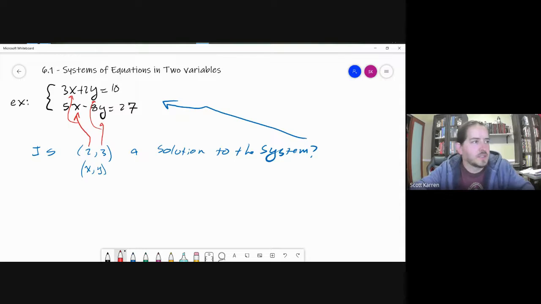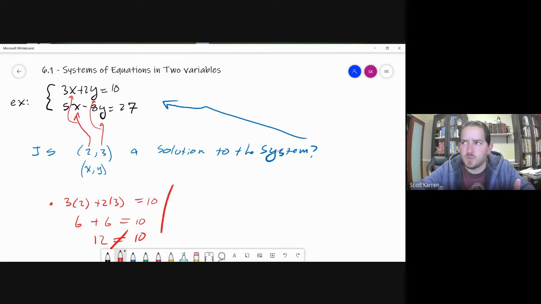So let's take a look, and I'm going to try the first equation. 3 times 2 plus 2 times 3 should equal 10. 3 times 2 is 6. 2 times 3 is also 6. Does this equal 10? No, it doesn't. So I can stop here. Once it fails one of the equations, it's not a solution. So this is not a solution, and I don't have to keep going. I already know it's failed.